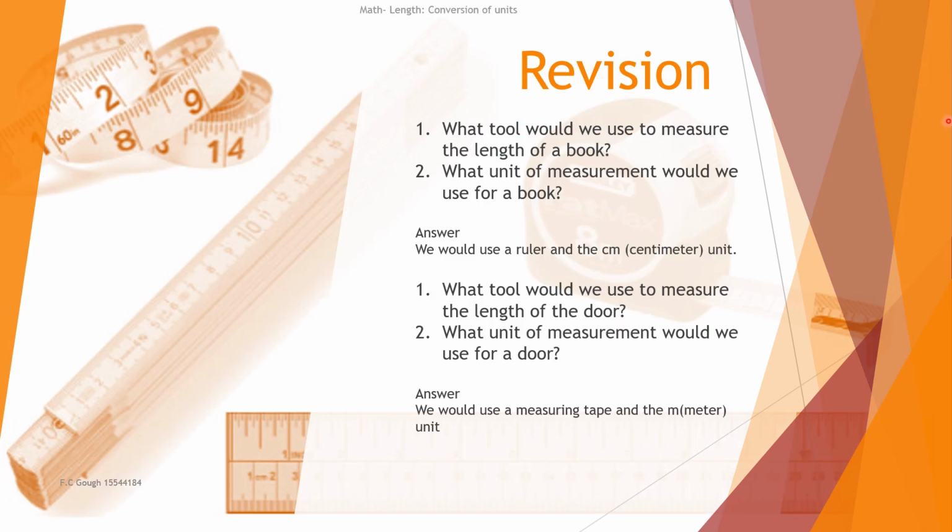Now, before we get started on the conversion of measurements, let's do some revision from grade 4. What tool would you use to measure the length of a book? Can anyone tell me? What unit of measurement would we use for a book? That being centimeter, millimeter, kilometer, or meter? Yes, we would use a ruler and the centimeter unit. We could also use the millimeter. That is not incorrect. We could actually use any one, but most commonly we would use the centimeter.